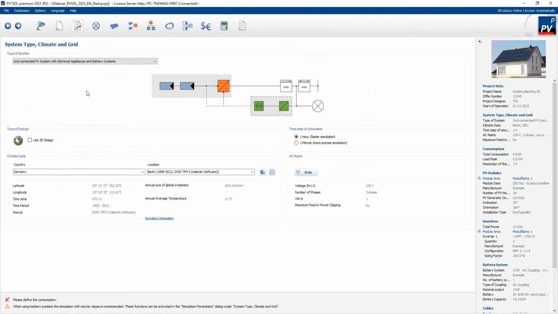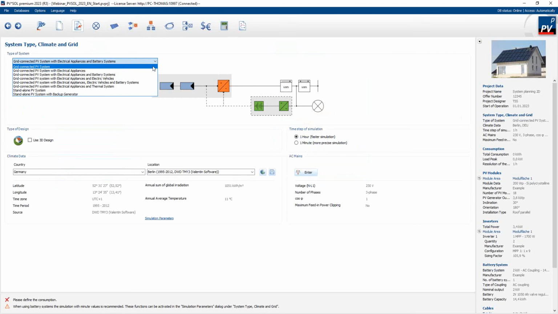We can move forward to the second one. This is for the selection of the system type we want to plan, and then also if we want to plan in 2D or 3D, and the climate data record we want to use in our planning. As mentioned, in the upper part, this is to select the type of system. These are the available options you have.